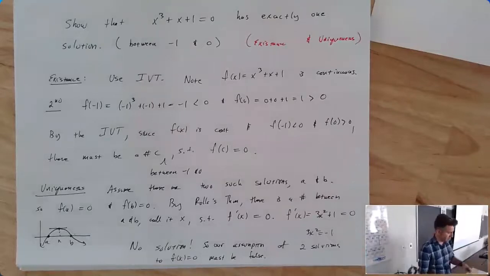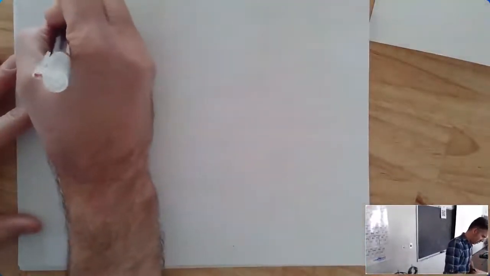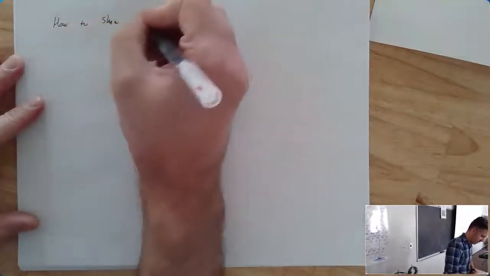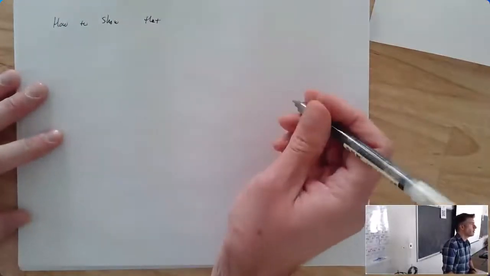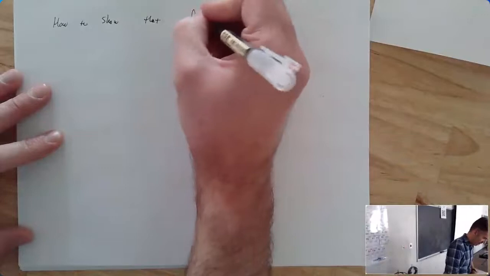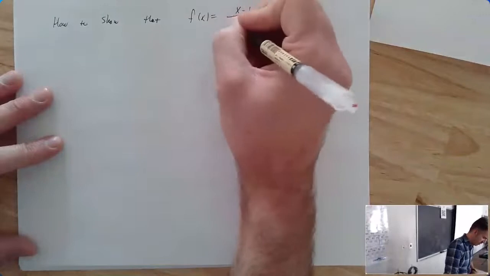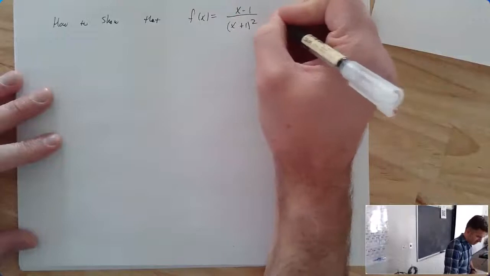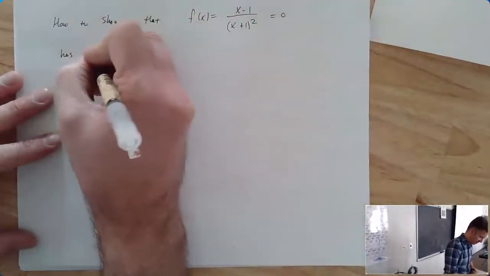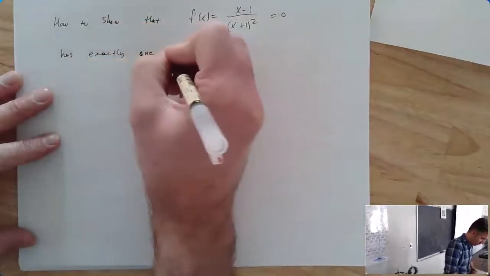So let's see. I'm trying to think about your question there. So your question is like, how would we show, for example, that f of x equal to, sure, let's say (x minus 1) over (x plus 1) squared, equal to 0 has exactly one solution. Is that kind of what you're thinking of? I'm thinking about it graphically. Sure. So am I.